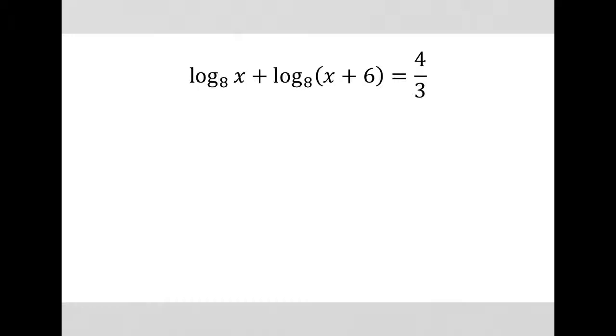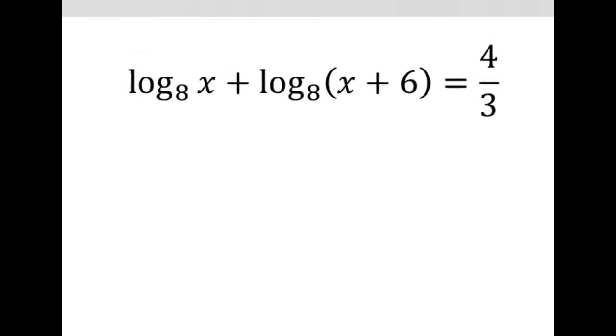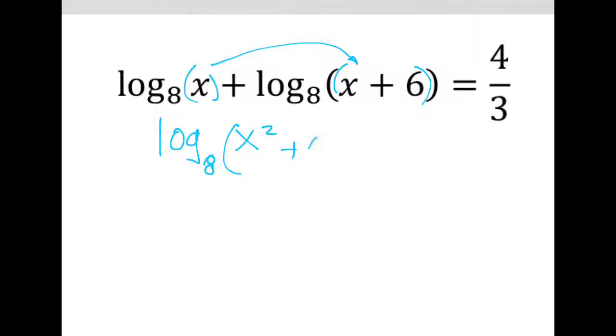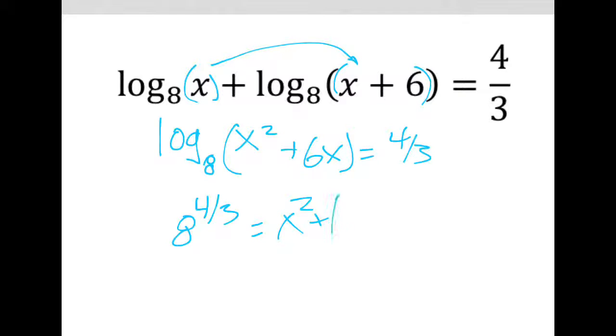Let's do one more of these things because they're fun. So we got this situation again, 2 log base 8s. Let's compress that to a single log base 8 of, I've got addition there, so I'm going to get x times this whole thing right there. So x times x is x squared plus 6 times x is 6x. That is equal to 4/3. Rewrite this as an exponential problem, and we will get 8 to the 4/3 equals x squared plus 6x.